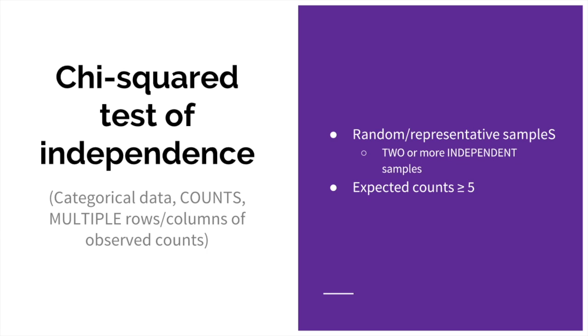For a test of, this one's supposed to say homogeneity, I forgot to change that. So for a test of homogeneity, we do have separate random samples. So we would be talking about how we have two or more separate random samples. And then expected counts greater than 5.